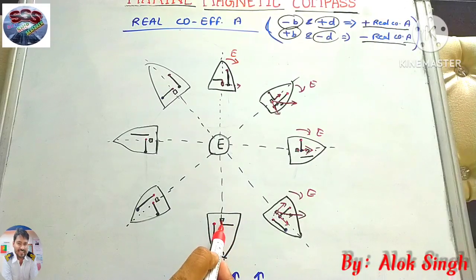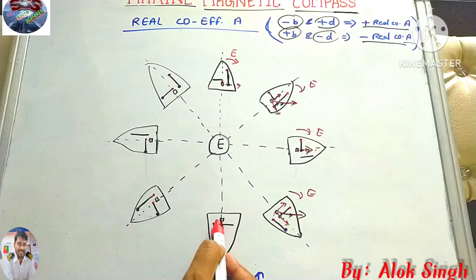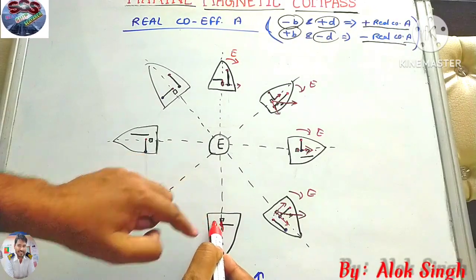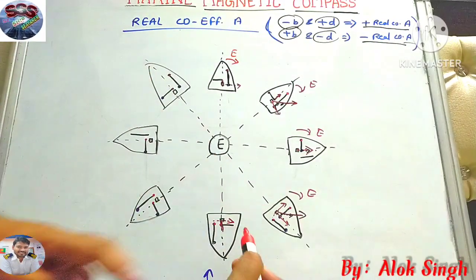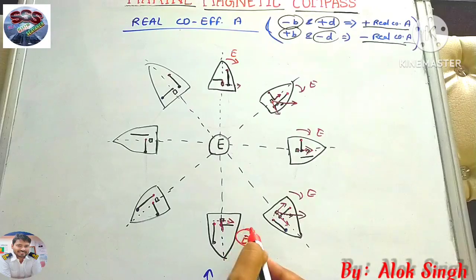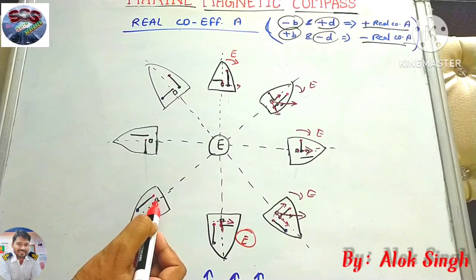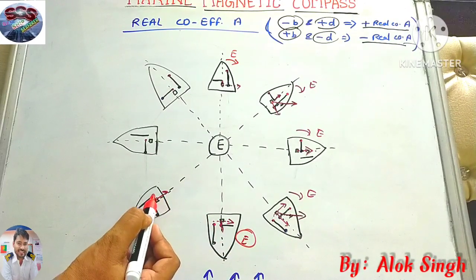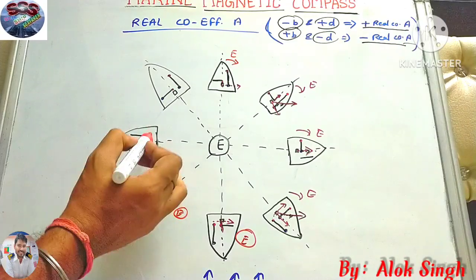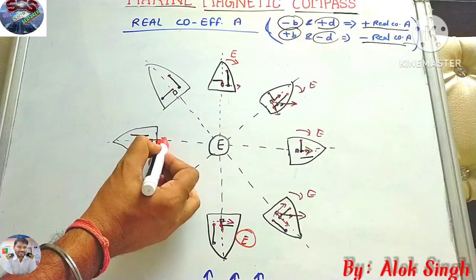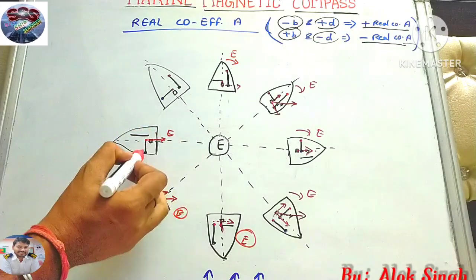So suppose this is your initial condition. What will happen? How will this red end affect? This red end will repel, so your needle will deflect towards the east, so the deviation is easterly. In this one, this red end will repel, this end will repel, so the deviation will be somewhere here, so this is also easterly. In this one, this red end will deviate this one, so it is easterly.